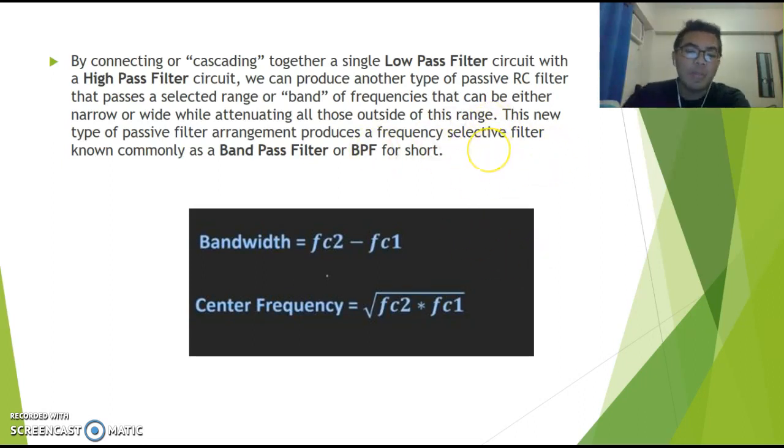For the bandwidth, the value of the bandwidth will be equal to the higher cutoff frequency minus the lower cutoff frequency. The center frequency will be equal to the square root of FC2 multiplied by FC1.